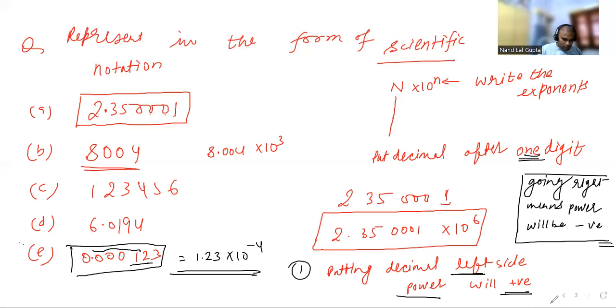I'm going to give you the homework. The question number is 1.18, on page number 26. Question number 1.18. You see what the question is? Express the following in scientific notation.